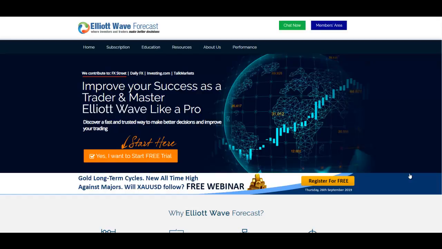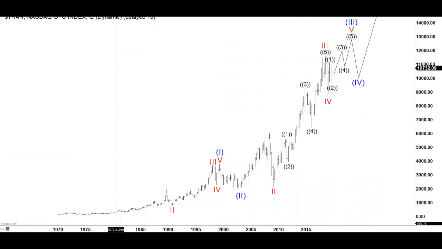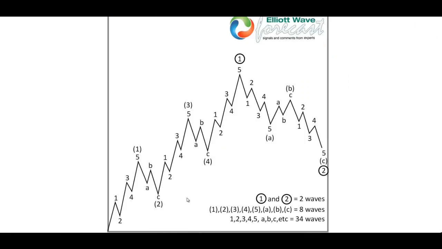In today's case, we're going to take a look at the Dow Jones Transportation Average. This instrument is showing what seems to be a very nice impulse. For those that are new to Elliott Wave, the Elliott Wave pattern in a five-wave impulse is saying that it is a 1, 2, 3, 4, and 5 wave structure, right?